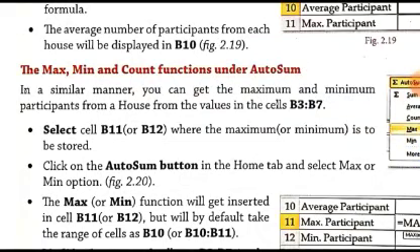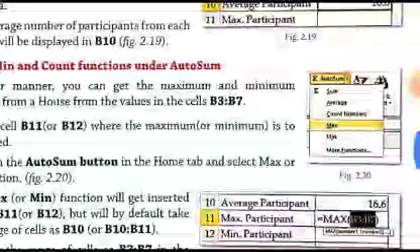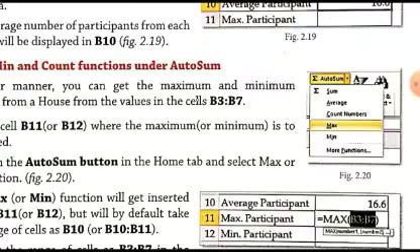Okay, what is to be done for that? Again, you have to select cell B11 or B12. We can choose any cell where the maximum or minimum number has to be stored. That cell will be the result cell, where we want to calculate and store the result. Then we will click on the Autosum button in the Home tab and select the max or min option.